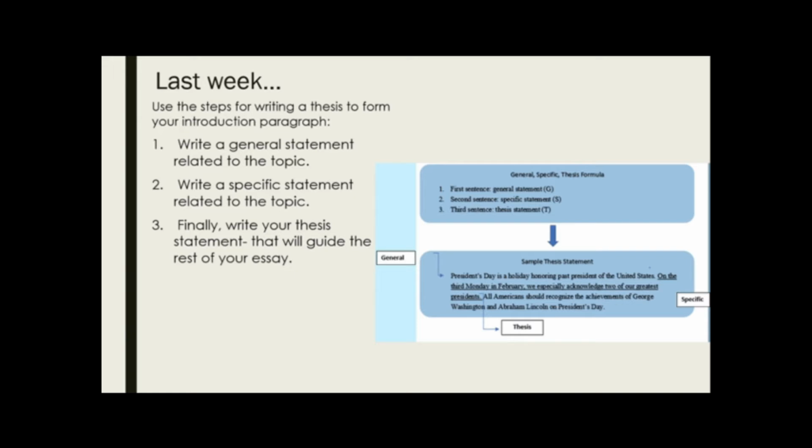From the introduction paragraph, you move into the body paragraphs of your essay, where you're explaining more of the details and the idea that you presented in the thesis. Finally, you have your conclusion, where you are able to restate your thesis and wrap it all up.